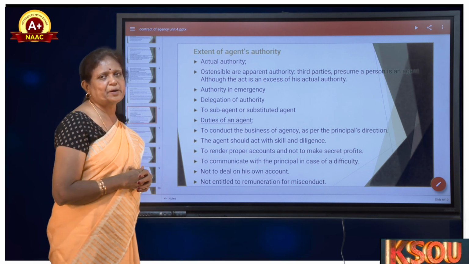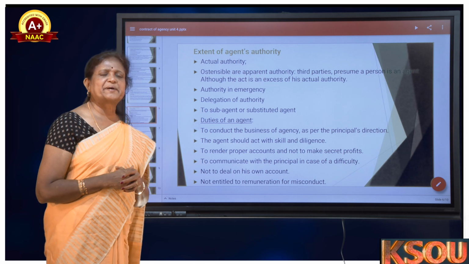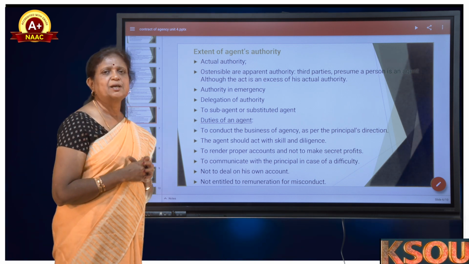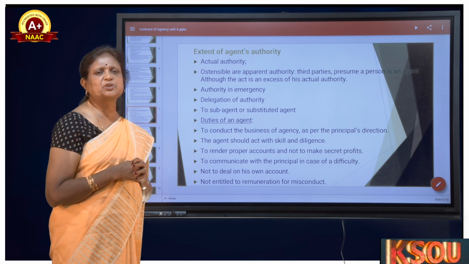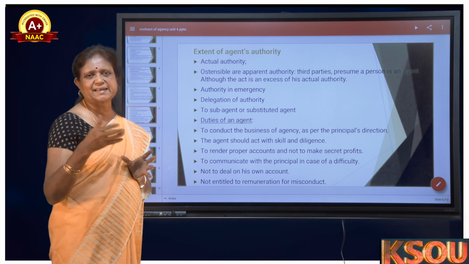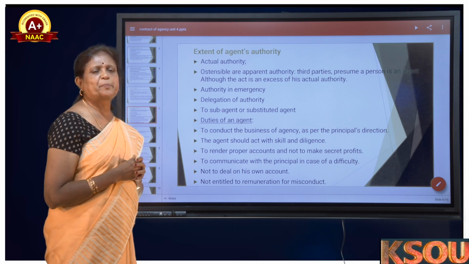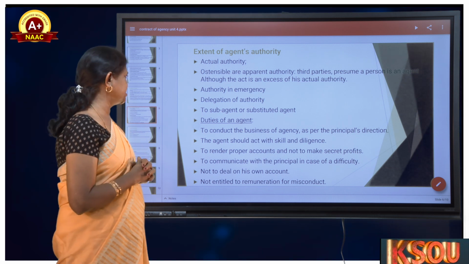Then authority in case of emergency, where though the person is not an agent, or being an agent, sometimes he must be in a position to act beyond the orders of the principal. So in case of emergency also, the principal is held liable for the acts of the agent.